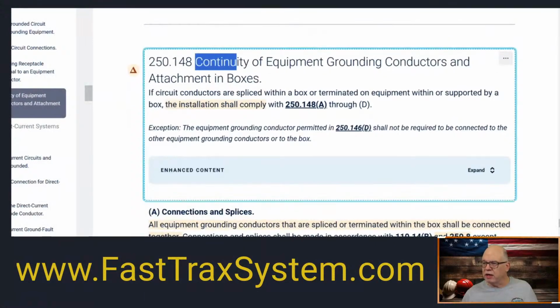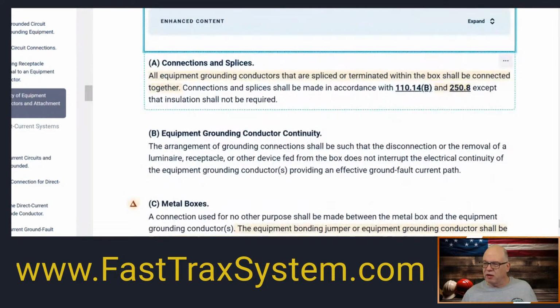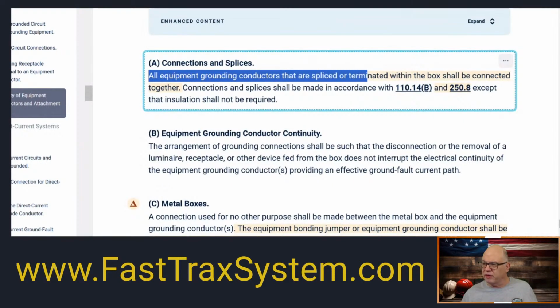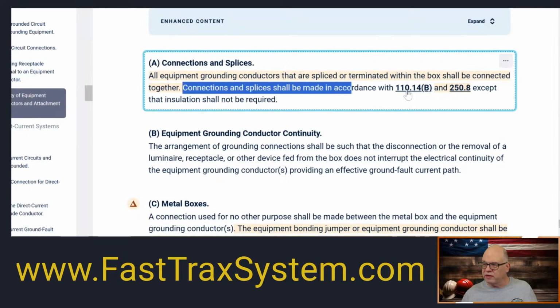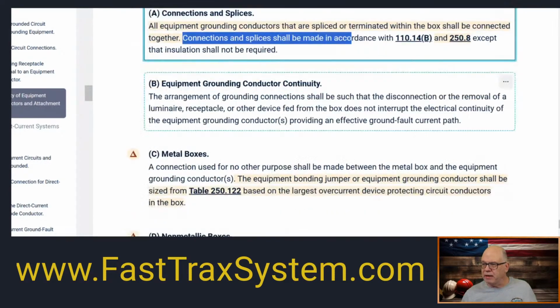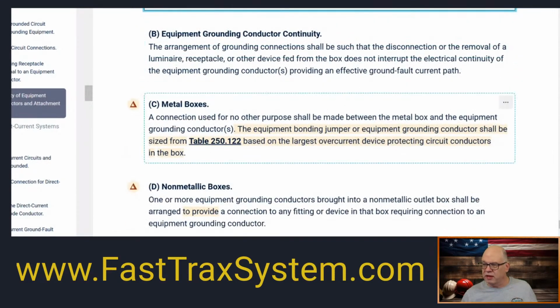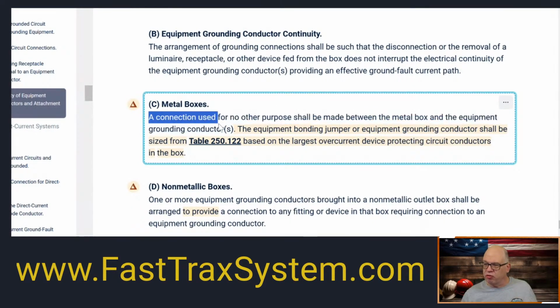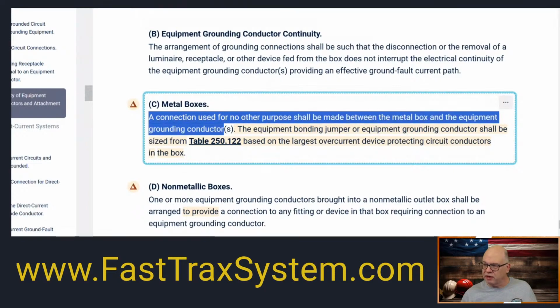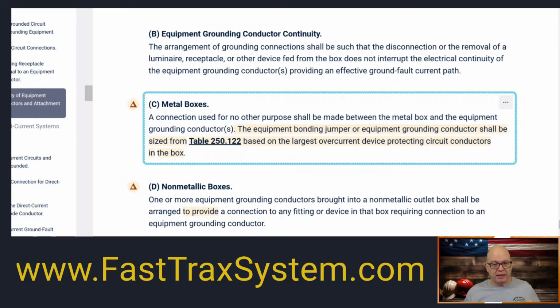Let's go here. All right, so continuity of the equipment grounded conductors and attachment to boxes. Again, all equipment grounded conductors that are spliced or terminated within the box shall be connected together. Connections and splicing shall be made in accordance with 110.14(B) and 250.8. That's that list of acceptable methods. Okay, and here is, again, metal box. A connection used for no other purpose shall be made between the metal box and the equipment grounded conductors. Okay, so that would be a listed clip.